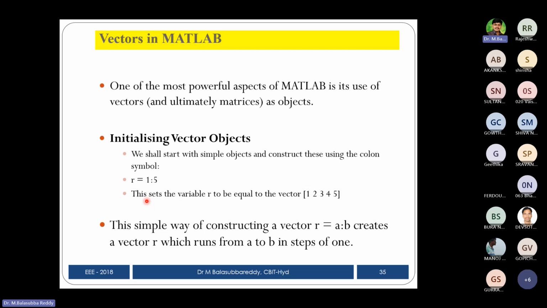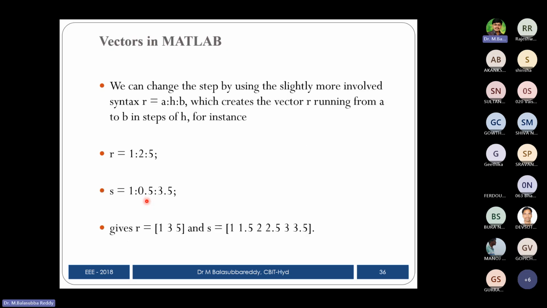So 1 colon 2 colon 10 means the first value is 1, the next value is 3, then 5, and so on up to 10. That is the syntax. Now I showed 1 colon 2 colon 5, let it be. First value is 1, second value will be 3, because you add plus 2, then 3 plus 2 is 5, like that it will get here.